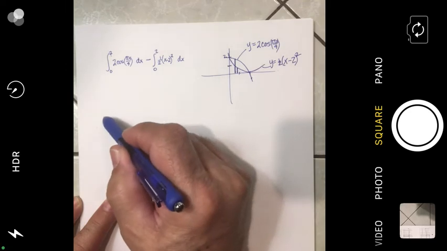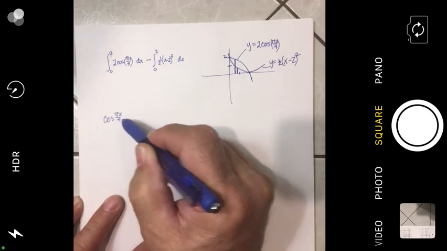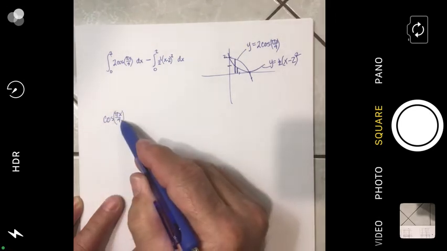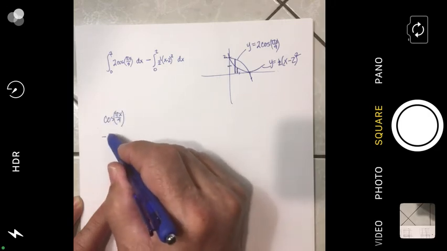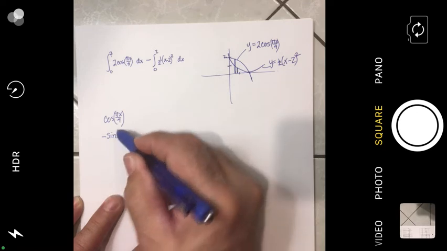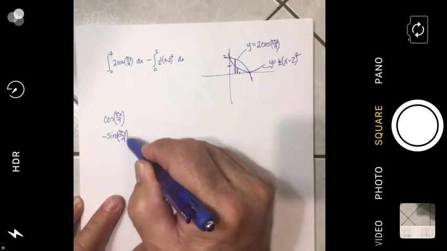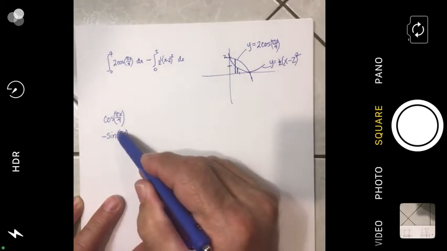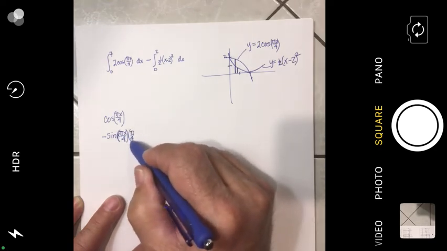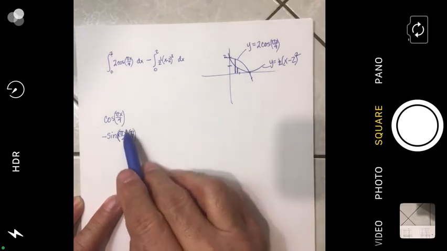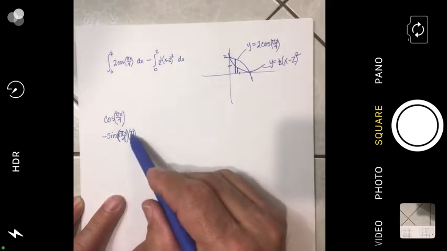If I had to take the derivative of cosine of pi x over 4, I would have to take the derivative of the cosine. The derivative of cosine would be negative sine of whatever was inside, and then I'd have to multiply by the derivative of the inside, which would be pi over 4. Pi over 4 times x has a derivative of just pi over 4. So when I'm taking the derivative, I get an extra pi over 4.